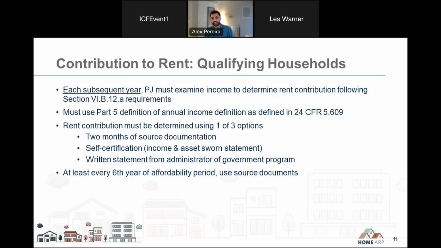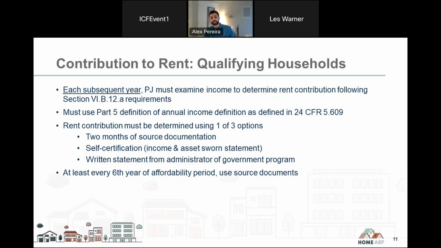So that's an income and asset sworn statement that the individual or the family signs, certifying that, yes, this is our income. And then lastly, you have the option of using a written statement from the administrator of a government program under which the household receives benefits and which includes an income determination. So what does that mean?